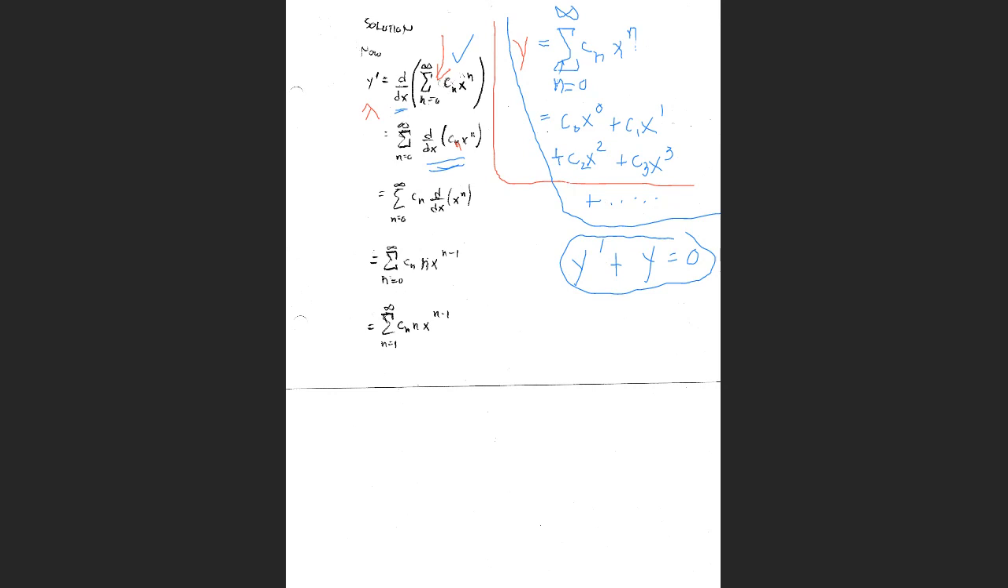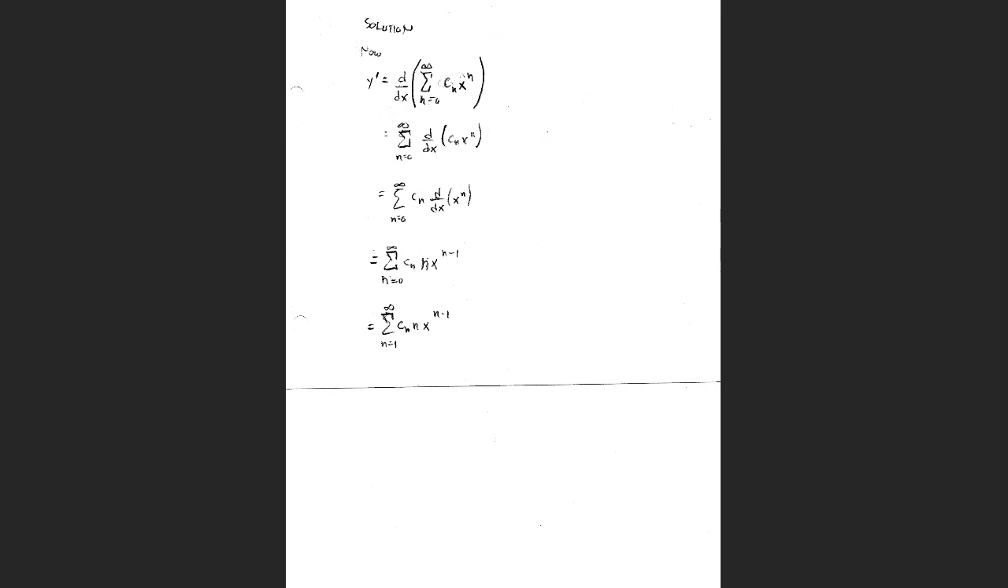Now I have here the derivative of c sub n times x to the nth power. Well, c sub n is a constant relative to x, and so I factor it out. And the derivative of x to the nth power, by the power rule, is n times x to the n minus 1 power.